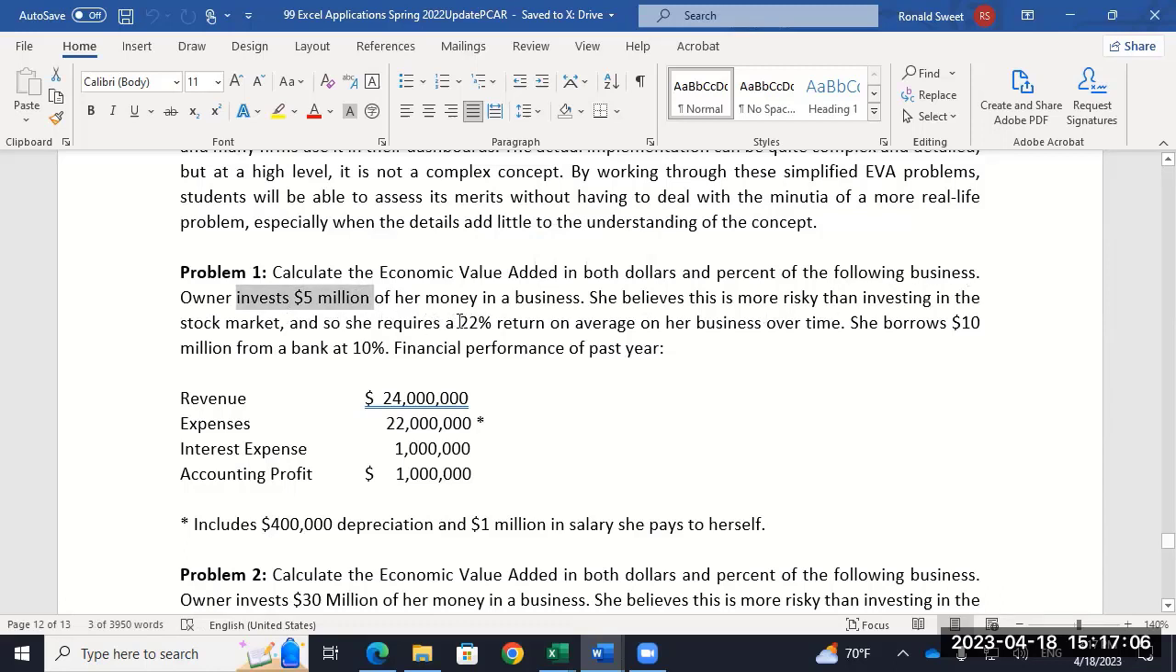She requires a 22% return on her own money. She borrows $10 million from the bank at 10%. These are more realistic numbers here. Banks are going to charge you quite a bit of money to start your own business. You don't have much collateral, right? If you go out of business, what are you going to give them? Well, I've got $50 in inventory, right?